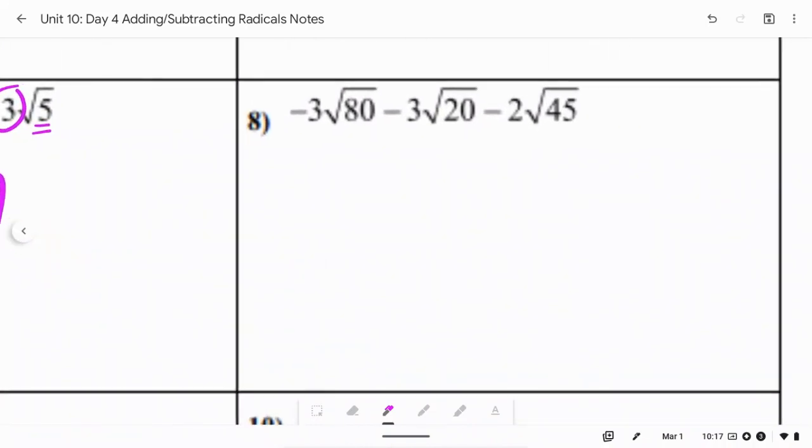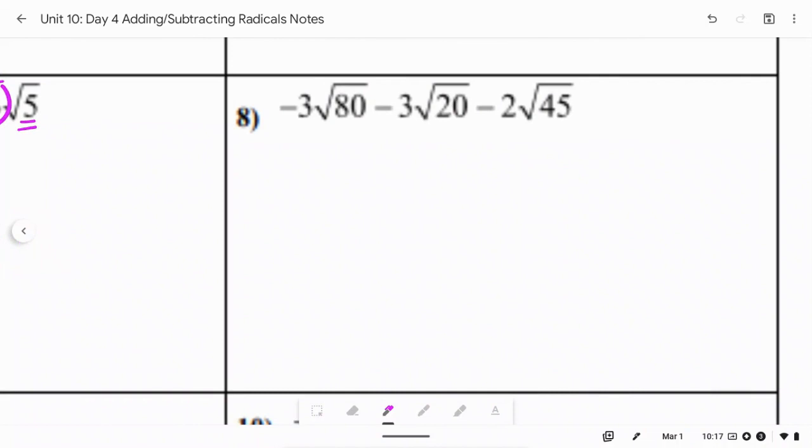Moving on to example 8. This one's a little bit more challenging because I have 80, 20, and 45. None of those radicands are the same, so I can't add or subtract any of them right now, but I think I'm able to reduce all 3 of them. So I'm going to go ahead and do that next.